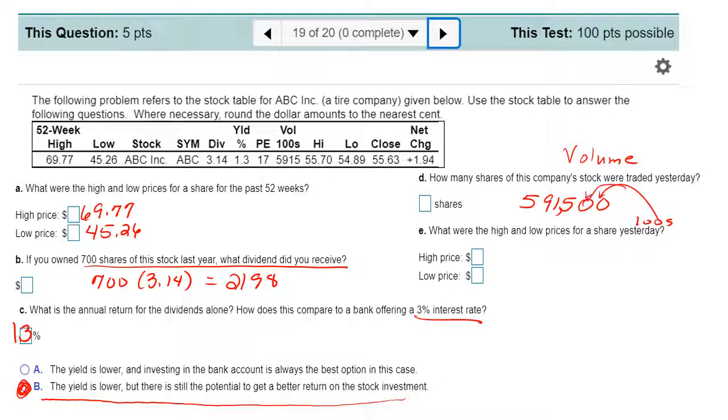And then question E, what were the high and low prices for a share yesterday? Well, for yesterday, that would be your high and low that's next to the word close. The high price for the day before is abbreviated as HI, and it's $55.70. The low price is abbreviated LO, and that was $54.89.